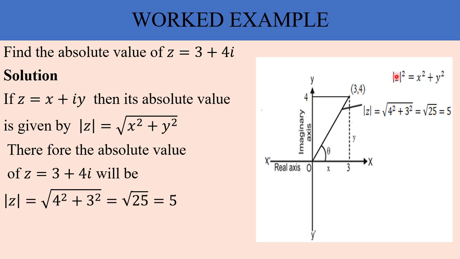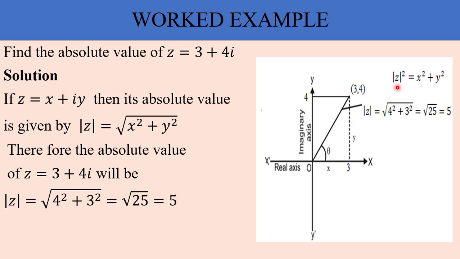This distance will be the absolute value of z. Now, if you have to find this distance from the origin up to the plotted point, since this is a right angled triangle, we can use Pythagoras theorem, which states that the distance from this point up to this point squared is equal to the distance from this point up to here, which is y squared, plus the distance from here up to here, which is also x squared.